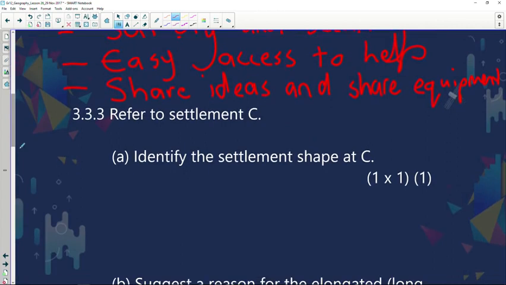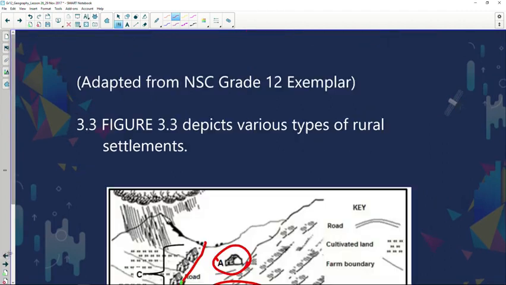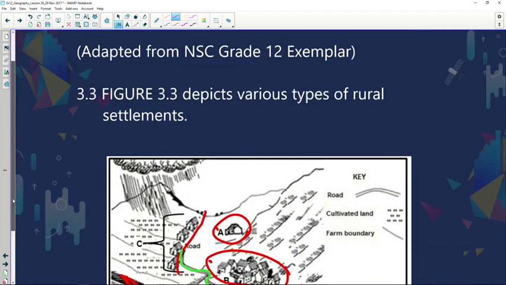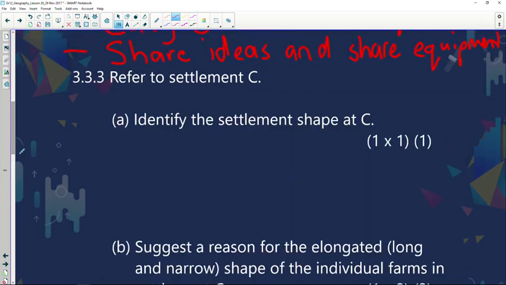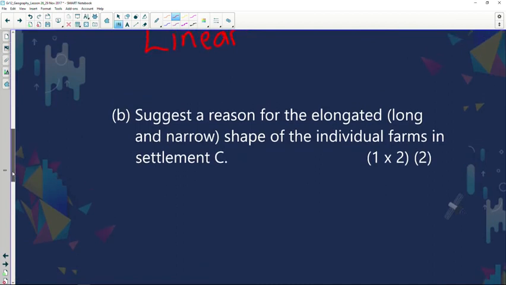Refer to settlement C. Identify the settlement shape at C. But let's go and identify settlement C. Okay, as you can see, there's settlement C. If you look at the settlement, it's in a linear shape because they are situated next to one another. So that answers our first question. Identify the settlement shape. It's a linear shape. Okay, we already established that when we looked at the figure the first time.